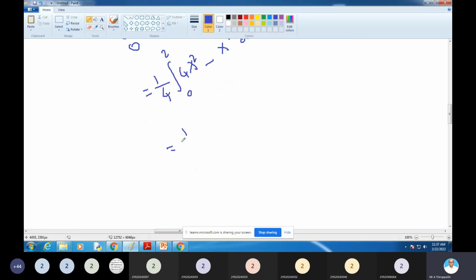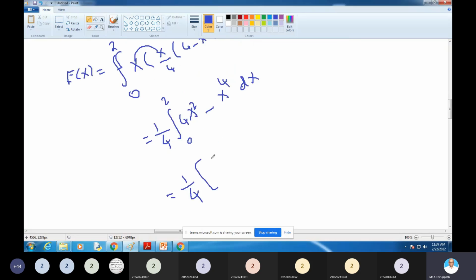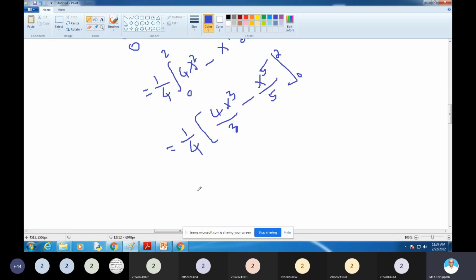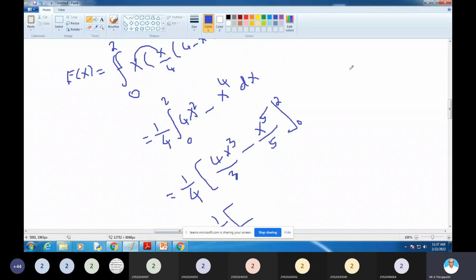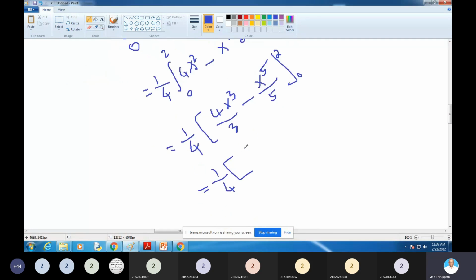Now it is equal to 1 by 4, after integration. What is the integral of 4x square? It is 4x cube by 3. And x to the power 4 integrates to x to the power 5 by 5, from 0 to 2. Applying the limit: 2 cube, 2 into 2 is 4, 4 into 2 is 8, 8 into 4 is 32. So 32 by 3 minus 2 to the power 5.